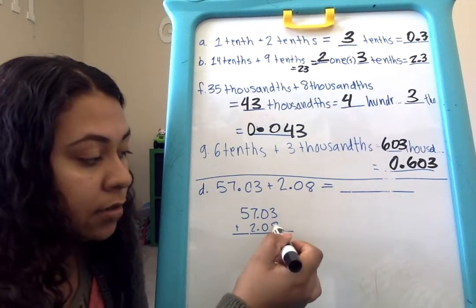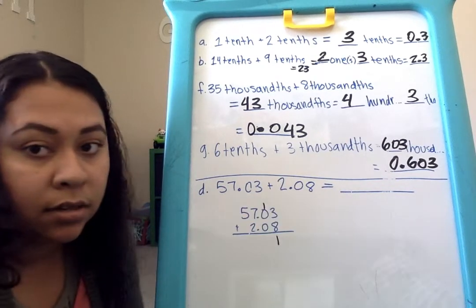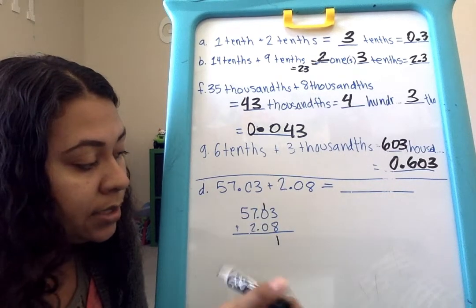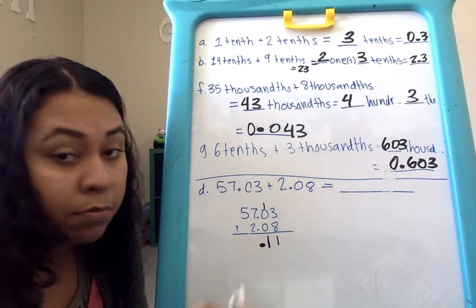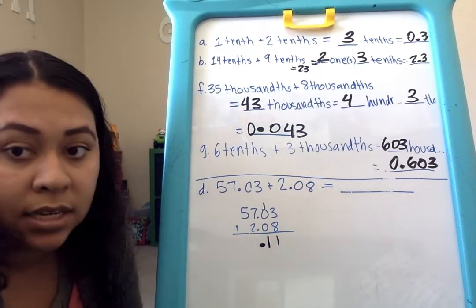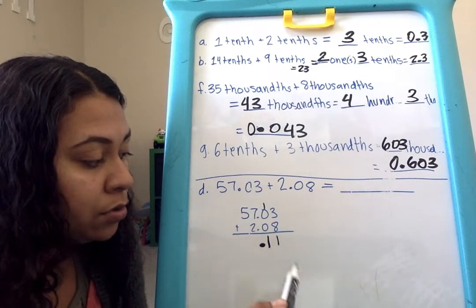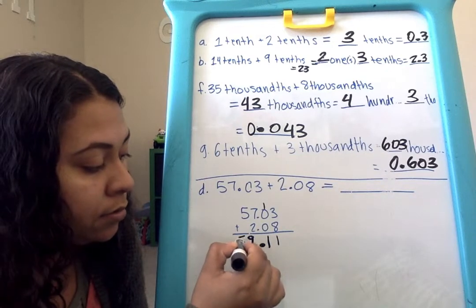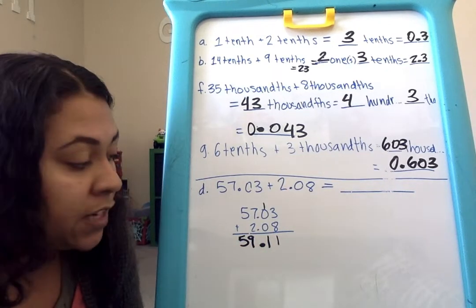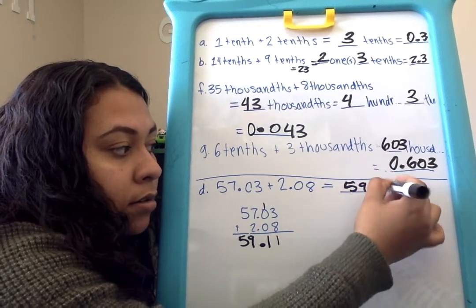So you line up your hundredths, line up your tenths, line up your ones, line up your tens. So now we add. So 8 plus 3, 11. So 1, carry the 1. 1 plus 0 plus 0, 1. Don't forget your decimal would go here because it's right after the tenths place and the ones place. So now 7 plus 2, 9. 5 plus 0, 5. So 59 and 11 hundredths. So then you would plug that in over here.